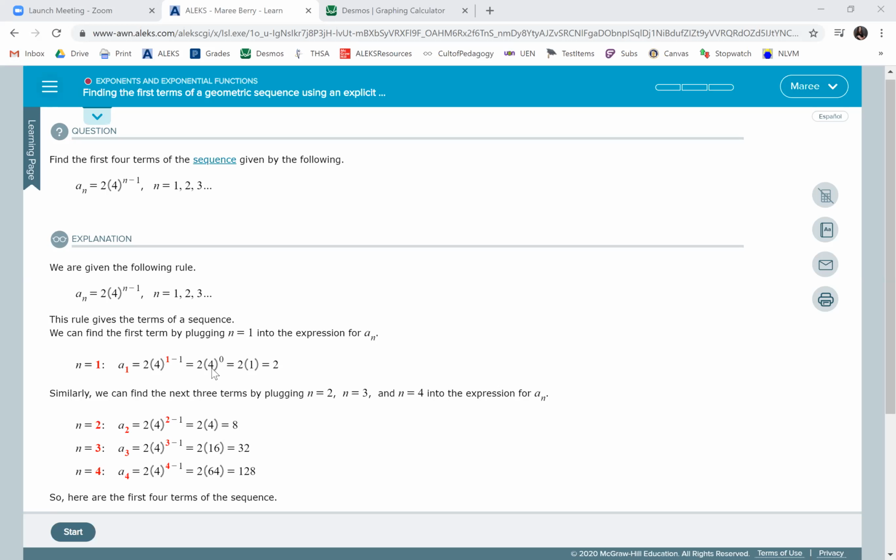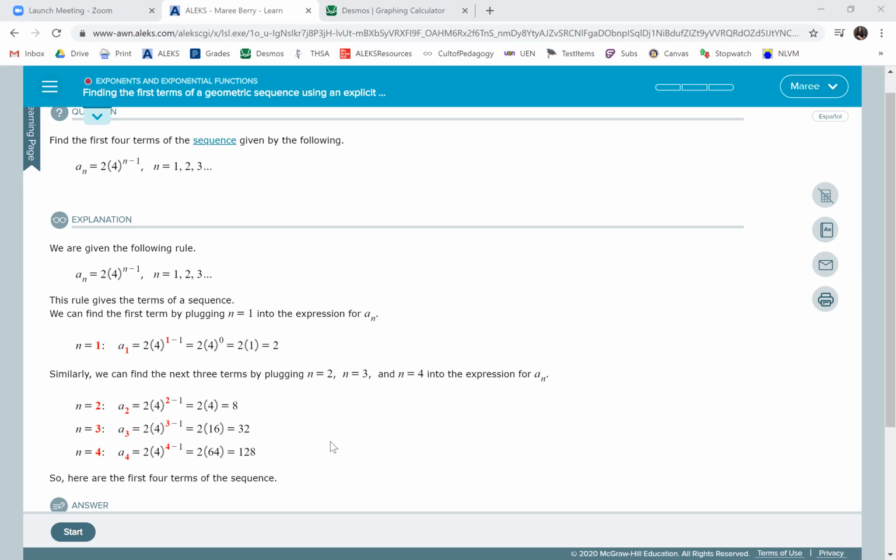4 to the 0 power is just equal to 1. Anything to the 0 power is 1. So you just do 2 times 1, which is 2. This just means a sub 1, the first term, is 2. Then you plug in 2, 3, and 4 for n. You use the same equation that they gave you.